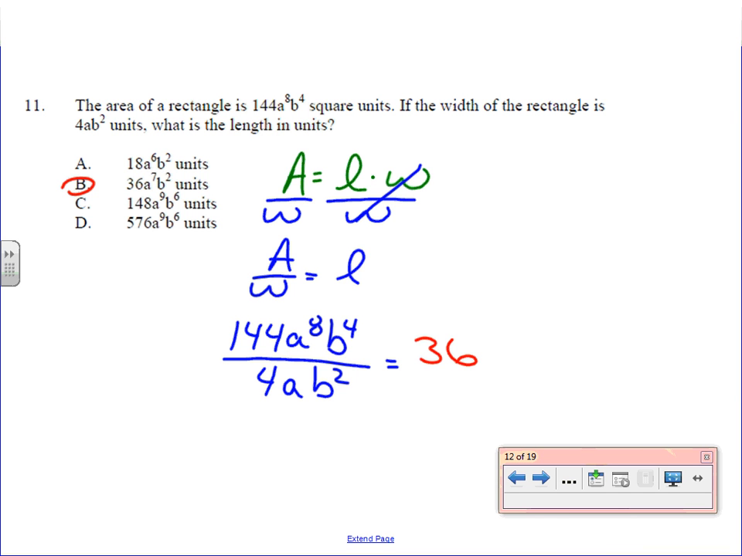We're dividing. So the rule says we do what with exponents when you divide? Subtract. So what we're going to do is subtract the exponents. So a to the 8th divided by a to the 1st would give us a to the 7th power. We're subtracting the exponents. Do the same thing with b. b to the 4th divided by b squared would be b squared. Subtract the exponents. And at this point, can't go any further than that. Notice how it looks just like B. 36 a to the 7th and b squared.